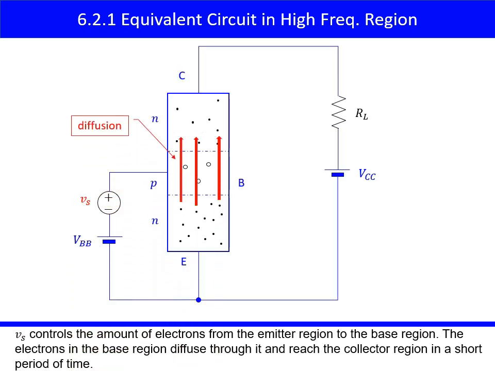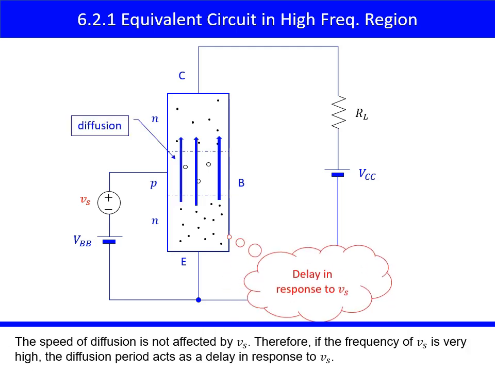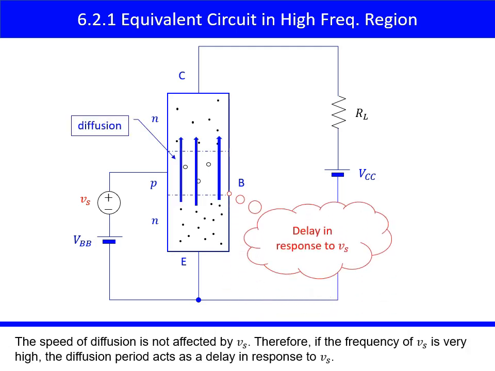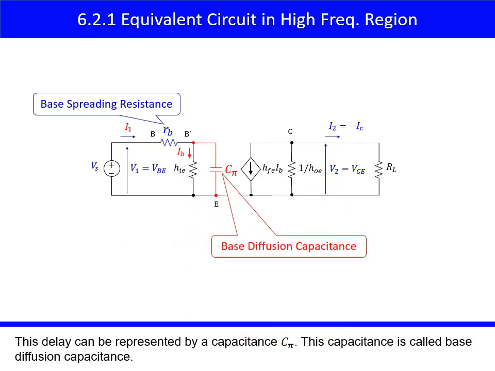Vs controls the amount of electrons from the emitter region to the base region. The electrons in the base region diffuse through it, and reach the collector region in a short period of time. The speed of diffusion is not affected by Vs. Therefore, if the frequency of Vs is very high, the diffusion period acts as a delay in response to Vs. This delay can be represented by a capacitance Cπ. This capacitance is called base diffusion capacitance.